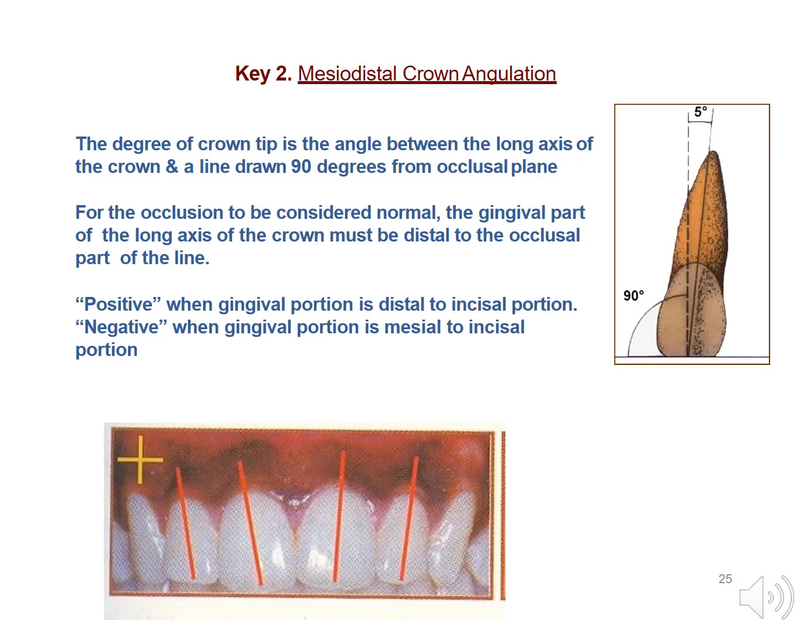Key number 2, mesiodistal crown angulation. The degree of crown tip is the angle between the long axis of the crown and a line drawn 90 degrees from the occlusal plane. For the occlusion to be considered normal, the gingival part of the long axis of the crown must be distal to the occlusal part of the line. You can have a look at the picture at the side.